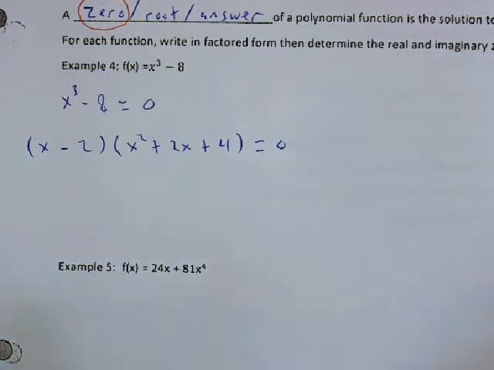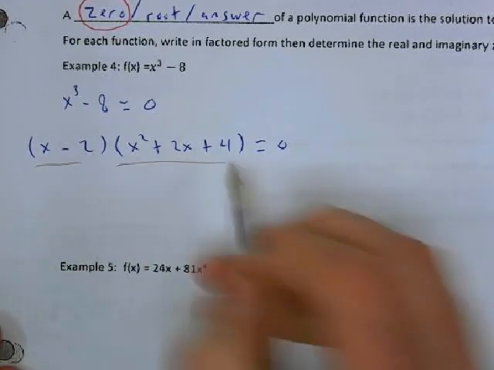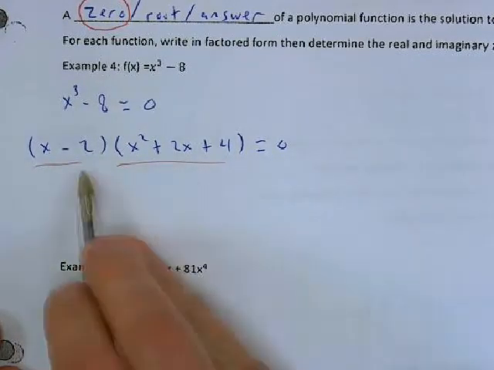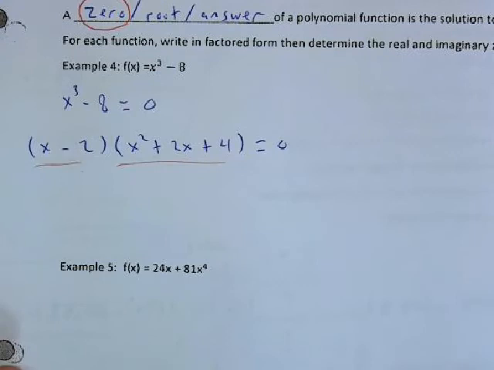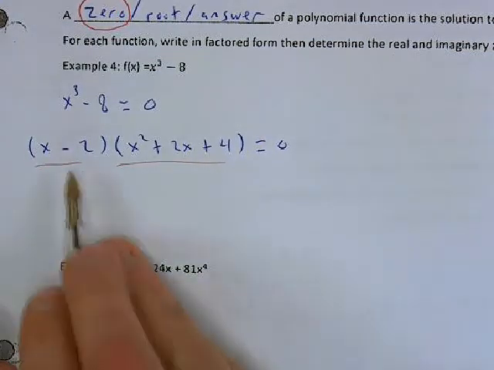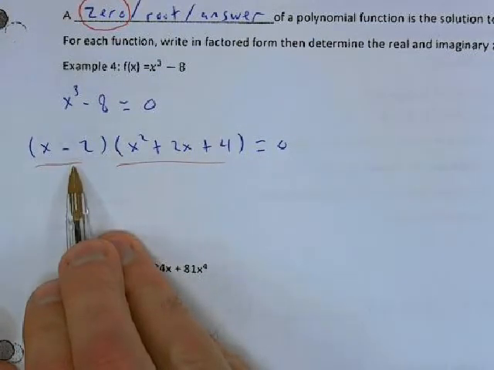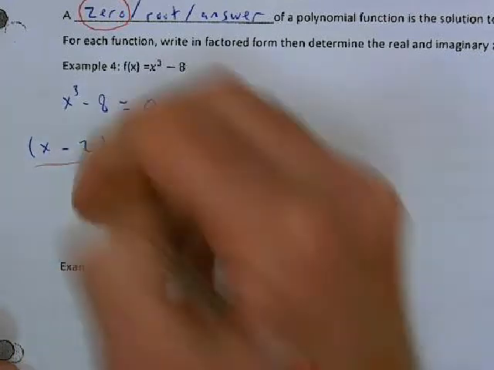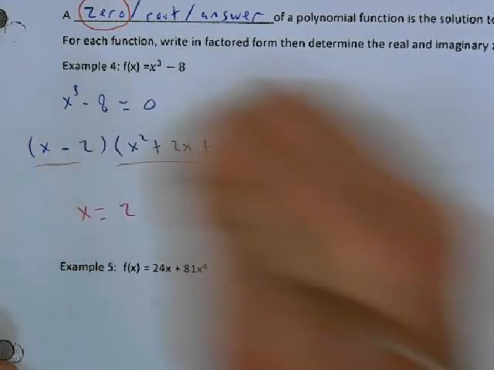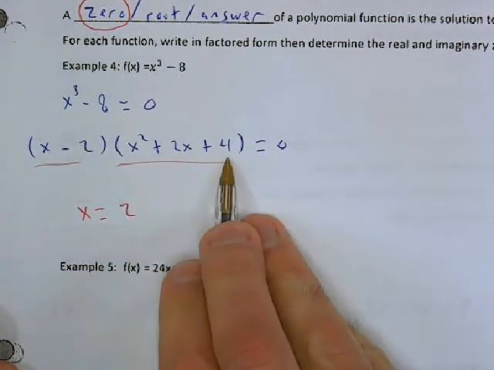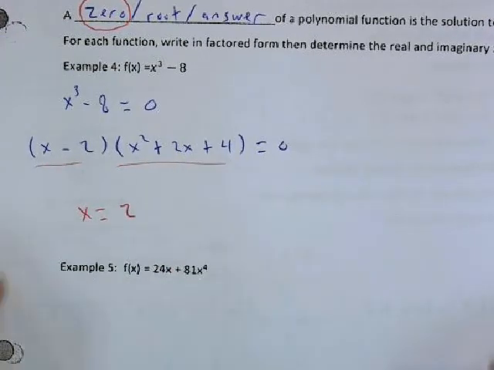Okay, well, if I've got this thing times this thing equals 0, I know that one of these things has to equal 0. So then I want to see, when do my factors equal 0? This one's easy. We can probably do that in our head. When does x minus 2 equal 0? Well, when x equals 2. Okay? But then when does this thing equal 0? So then we want to look at that by itself.